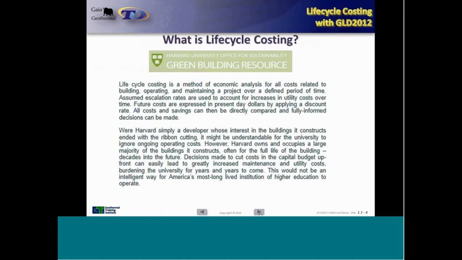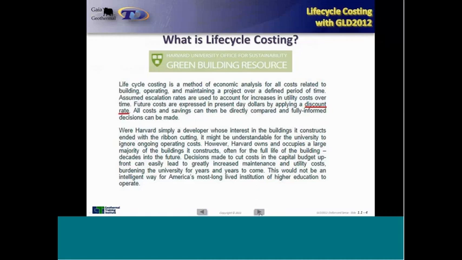Assumed escalation rates or inflation rates are used to account for increases in utility costs over time, such as maybe electricity is expected to go up 5% per year, for example. Future costs, meaning like maintenance costs 5 years from now, or energy costs 5 years from now, et cetera, are expressed in present-day dollars by applying what's known as a discount rate, which is a critical variable. All costs and savings can then be directly compared, and fully informed decisions can be made.